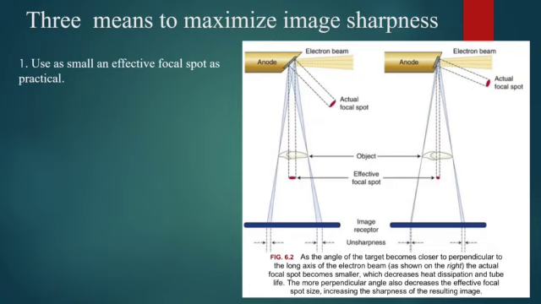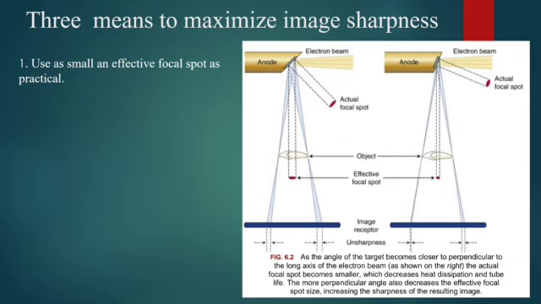There are three means to maximize image sharpness. First, use as small an effective focal spot as practical. The effective focal spot size in dental X-ray machines ranges from 0.4 to 0.7 mm. Usually an X-ray unit with a smaller focal spot size adds to the image sharpness.